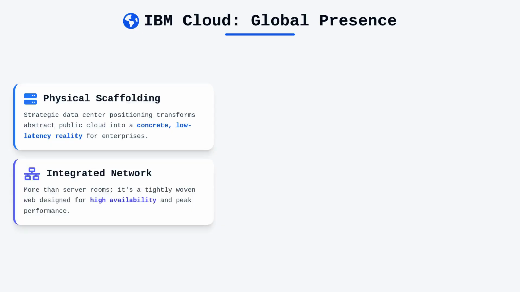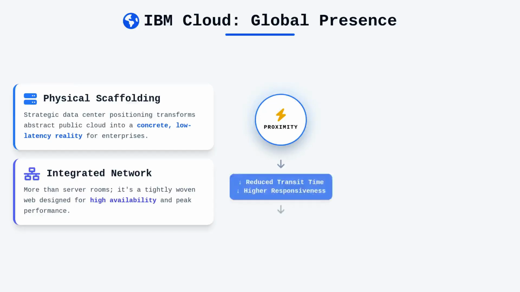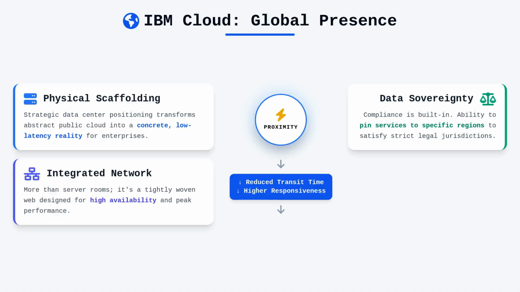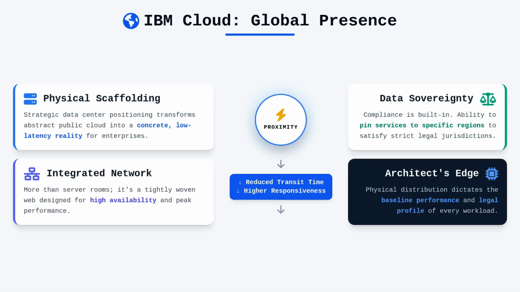This footprint is not merely a collection of scattered server rooms, but a tightly integrated network designed for high availability and performance. By placing compute and storage resources closer to the end user, the platform reduces transit time and ensures that applications remain responsive even under heavy demand. For an architect, understanding this distribution is the first step in designing solutions that comply with various data sovereignty laws. If you need to keep data within a specific jurisdiction to satisfy regulatory requirements, the ability to pin your services to a particular region or geography is not just a feature, it is a fundamental requirement. This physical proximity is what ultimately dictates the baseline performance and legal profile of your cloud-deployed workload.